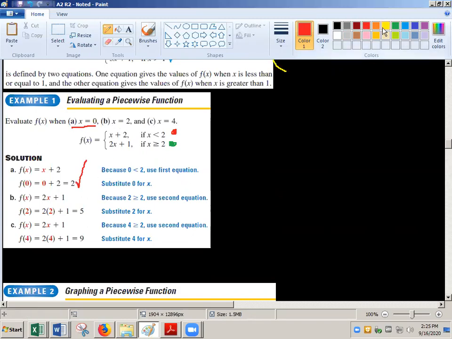Let's do the next one. So looking at the next one here, x equals 2. Keep in mind, the red rule is strictly less than. So for x greater than or equal to 2, I'm doing the green thing. Green thing says 2x plus 1. 2 times 2 is 4, plus 1 is 5. Check. Last one here, x equals 4. 4 is greater than or equal to 2. So this is going to be another green one here. When I plug this in, 4 times 2 is 8, plus 1 is 9. Check. So that's how we evaluate our piecewise function.